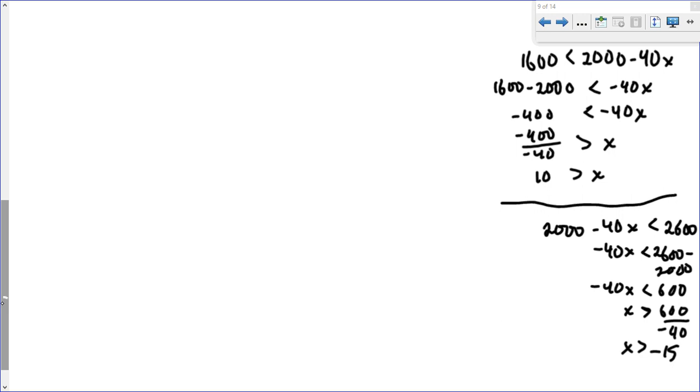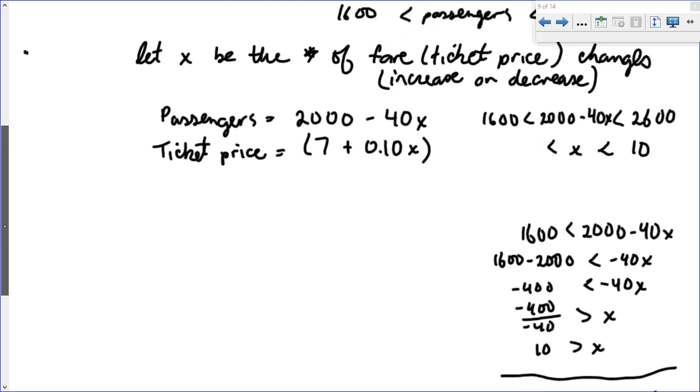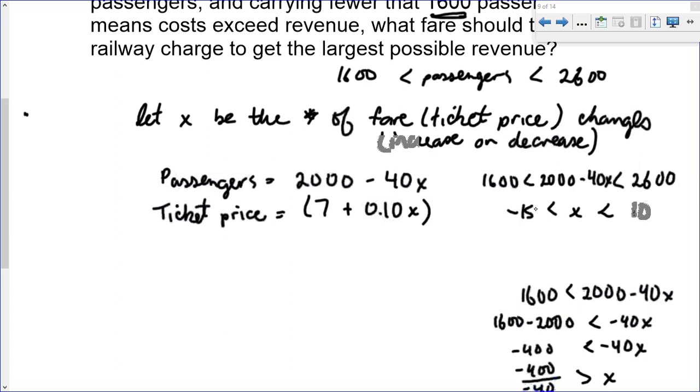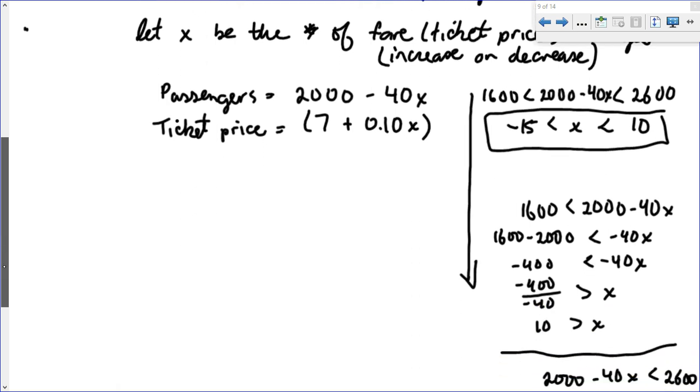Okay, so I can only drop my price by 15 increments, or I can only raise it by 10 increments, and the negative 15 goes here. So this is my domain restriction, and all my answers are going to lie between negative 15 and 10. I can drop it 15 times, or I can raise it 10 times. And those limits in terms of x directly relate to the passengers falling between 1600 and 2600.